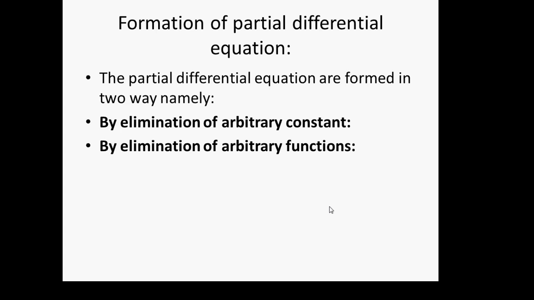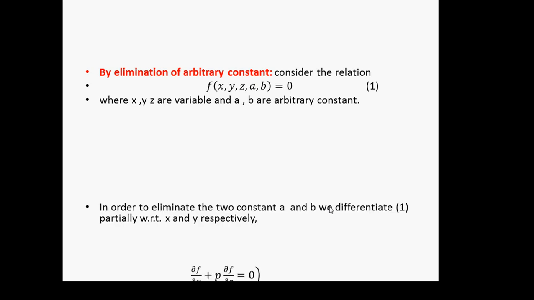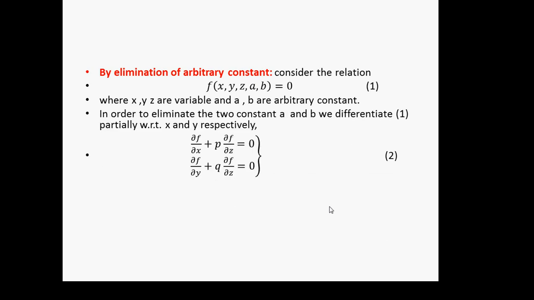Next, by the elimination of arbitrary constants, suppose we have an equation of the form f(x, y, z, a, b) is equal to 0. This is the general form of the equation with constants, where a and b are arbitrary constants. Now, in order to eliminate the constants a and b, we differentiate the given equation once with respect to x and once with respect to y, and we have two equations.